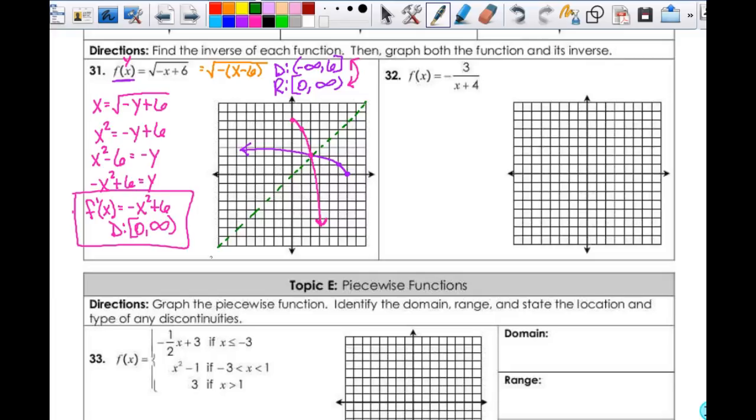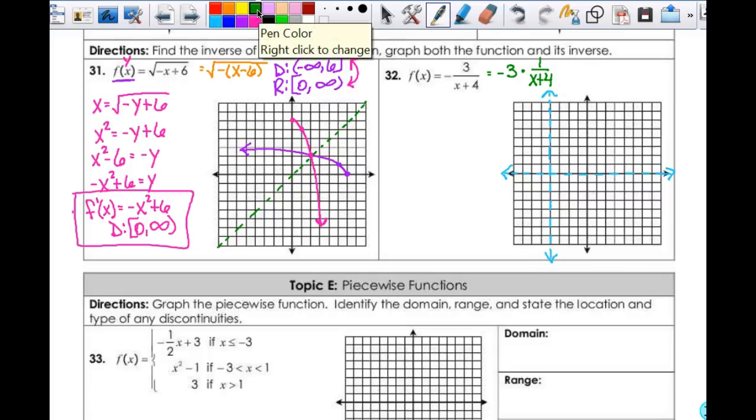All right, so 32. This is an inverse function, and I can write this as -3 times 1 over x plus 4 to kind of help me with my transformations. So I will go and graph this one. When I do this, I do not have a vertical shift here, which means that my asymptote stays at y equals 0. And then I do move to the left 4, so 1, 2, 3, 4, so does my asymptote.